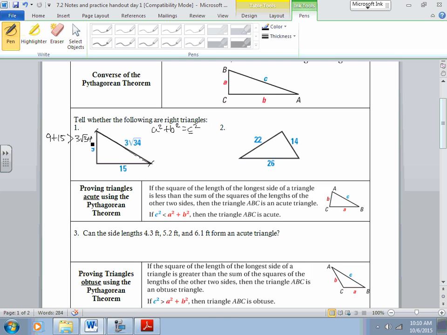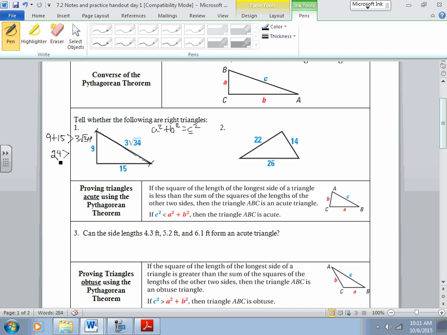All right. 9 plus 15, you guys agree that's 14, right? Now take a look over here. 3 square root of 34. 9 plus 15 equals 14. Oh, sorry. Wait a minute. Let me make sure I'm on task here. It's not 14, it's 24, right? Okay, let's make sure we get those corrections done quickly, too.